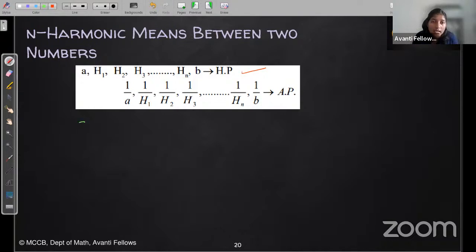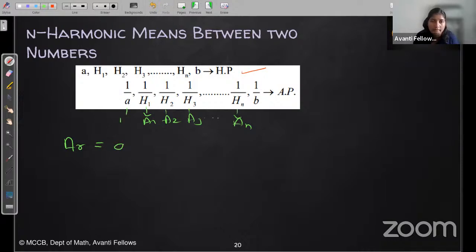So now tell me, how do we find the R-th arithmetic mean? We studied that in yesterday's class, right? If this is A1, this is A2, this is A3, and so on up to AN, how can we find AR? AR will be equal to what? It will be equal to A, the first term.